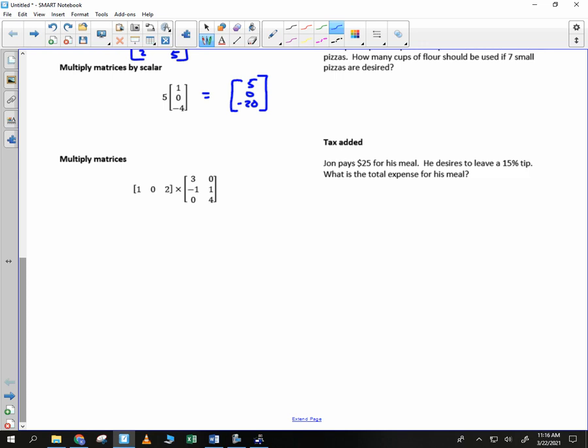Who could tell me the size of this matrix? 1 by 3, rows by columns. How about the size of this one? 3 by 2. The middle numbers tell you that they are compatible. The outside numbers tell you the size of the new matrix. So we get a 1 by 2, 1 row by 2 columns. We're simply going to have 2 entries.